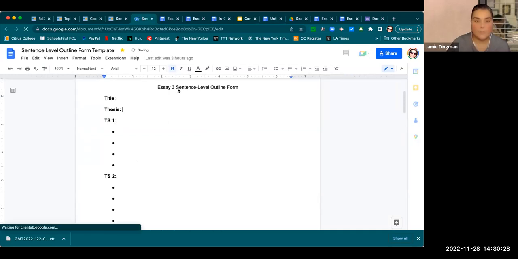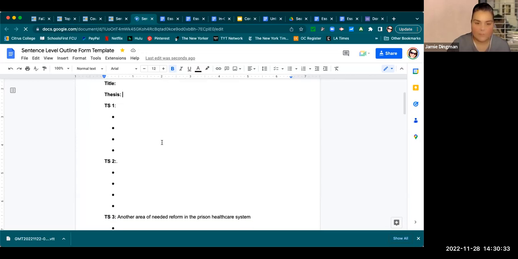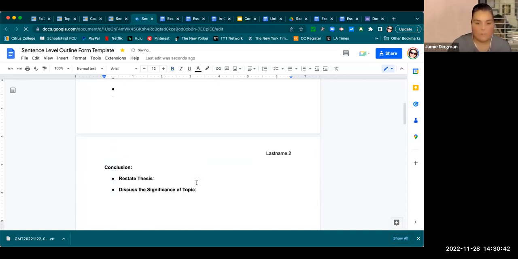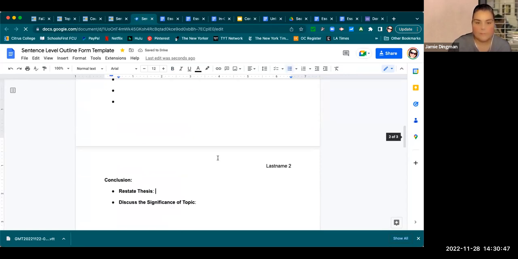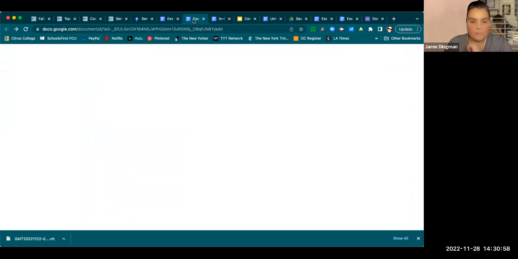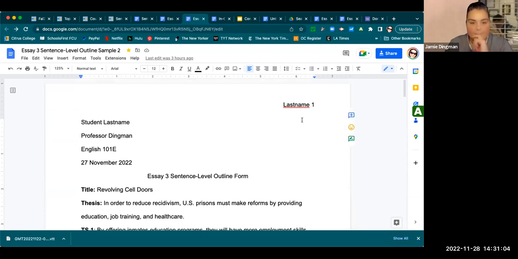So we want to make sure we have our clear thesis, then our topic sentence, then those couple sub points for each area. And then conclusion, restate your thesis, and then discuss the significance of the topic. So let's take a look at what this looks like in a student sample. Here's sample number 2. And we can see they're doing MLA stuff.